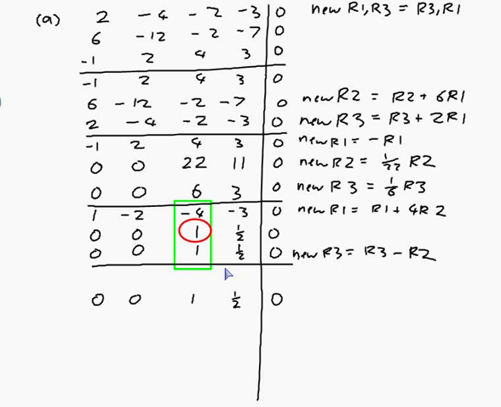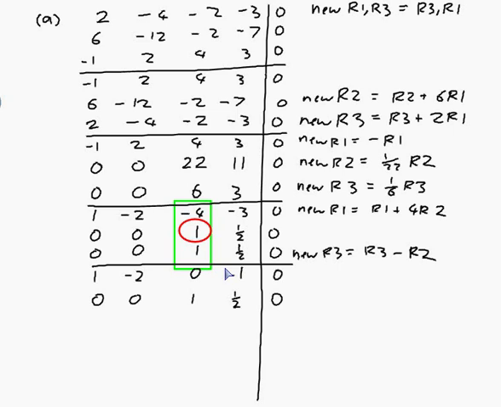So my new row 1 is row 1 plus 4 of row 2. So 1 plus 4 of 0 is 0. Minus 2 plus 4 of 0 is... 1 plus 4 of 0 is 1. Minus 2 plus 4 of 0 is minus 2. Minus 4 plus 4 times 1 is 0. And minus 3 plus 4 times a half would be minus 3 plus 2, which would be minus 1.